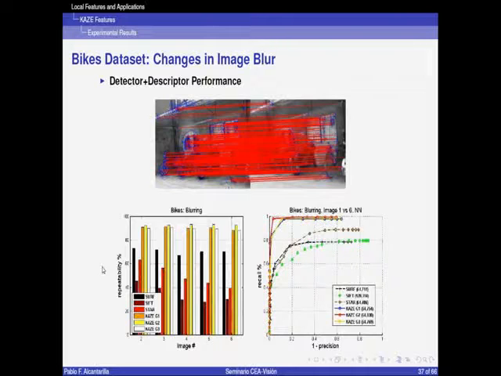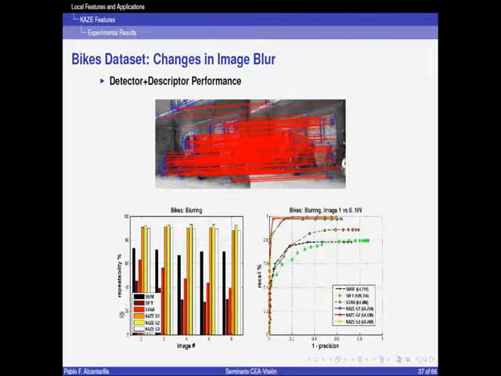Now let's show some of the experimental results that we can obtain with KAZE in the Oxford benchmark. First, let's start with the bikes dataset, where the changes are due to image blur. This image here shows the detected key points in blue, and those that are good matches are depicted with a red line between the two images.